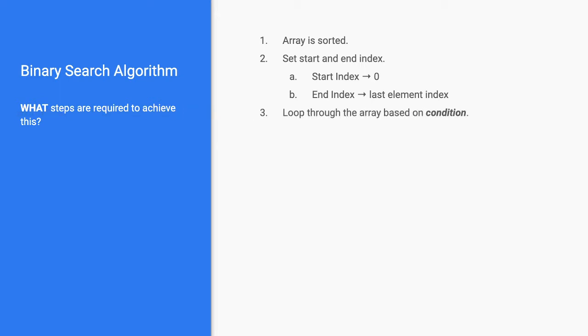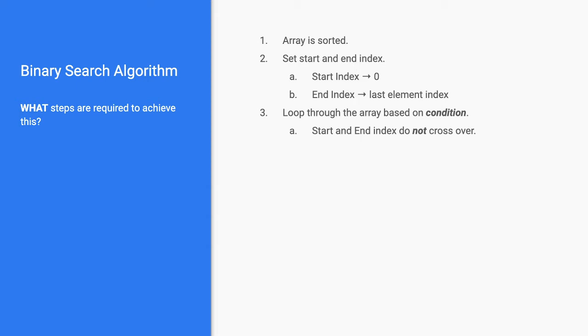Next, we need to loop. But we need to loop based on a condition. This means we are going to be using a while loop. What will be the condition that goes inside that while loop? We want to continue looping until the start and the end indexes do not cross.